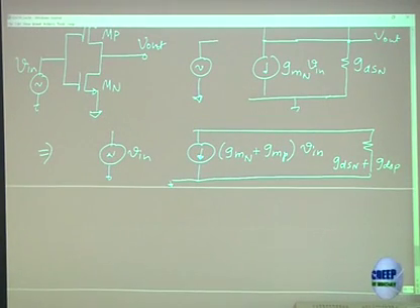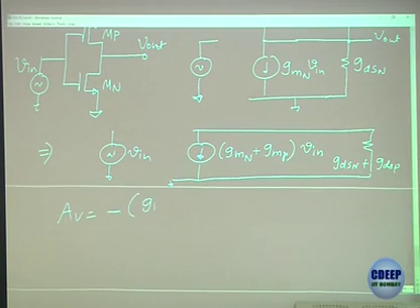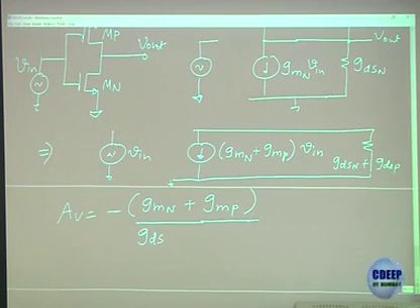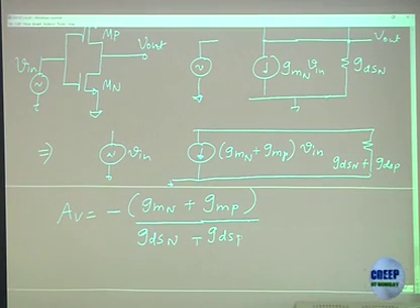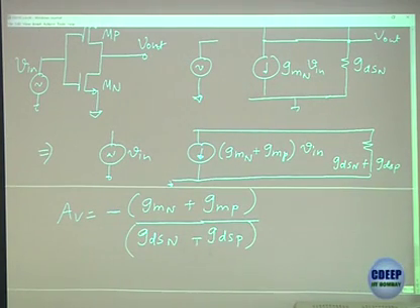So the AV gain is given by minus (GMN plus GMP) divided by (GDSN plus GDSP). So far you are with me, right? Everyone? Anybody is missing this?